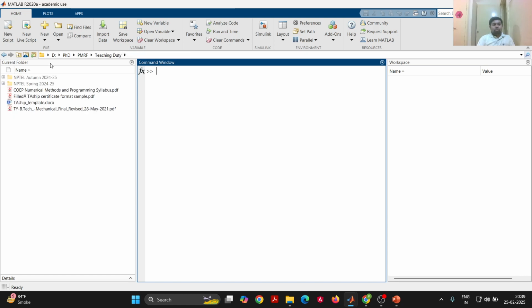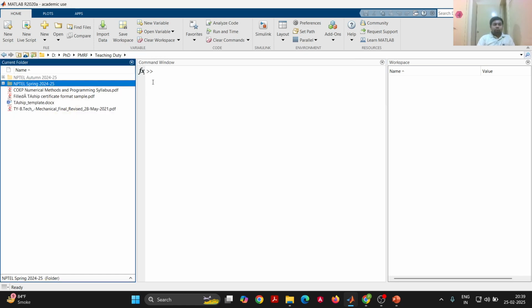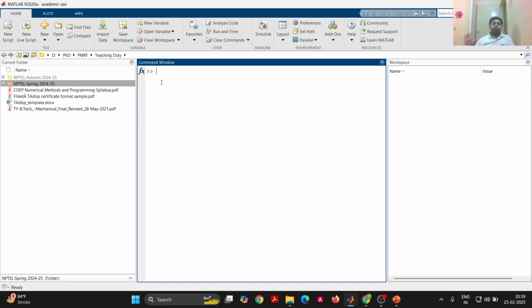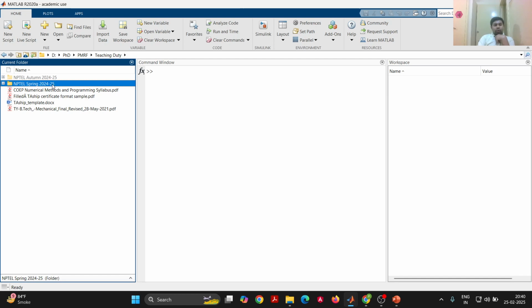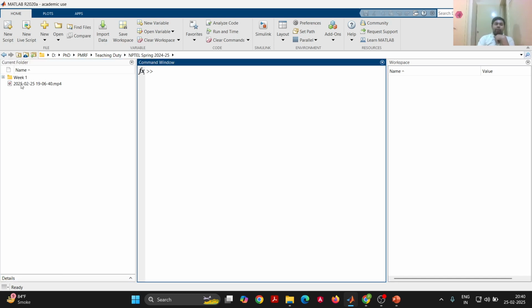Let us say I have multiple MATLAB files present inside a folder, not necessarily the current working directory. Then you can right click and say Add to Path, Selected Folders and Subfolders, which will enable MATLAB to find whatever files are contained within that folder and the subfolders within it. So that's how you can set the MATLAB path.